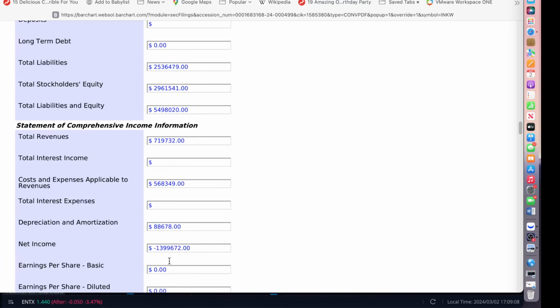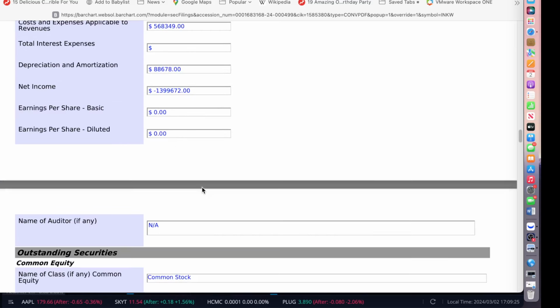So, sorry, our stock is over $296 million, and total liabilities and equity is over $598 million. Total revenue is about $72 million. Cost and expenses about 56. I can keep going on that, right? So this is the basic part. Earnings per share diluted was 0.00.